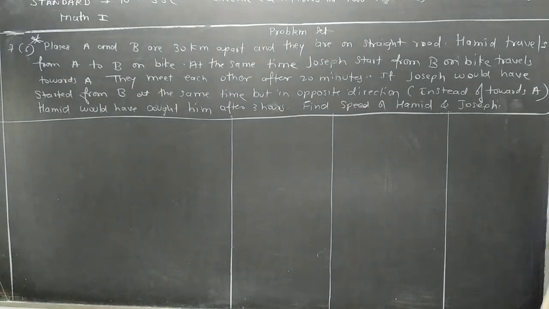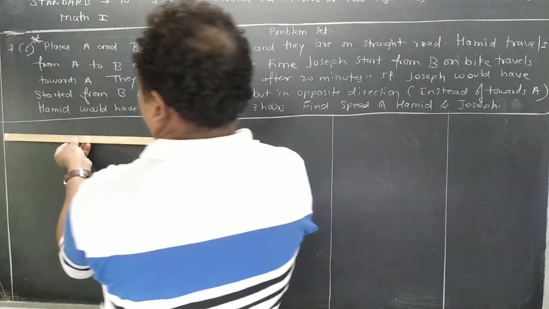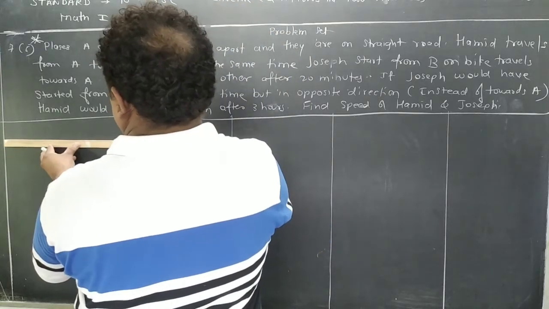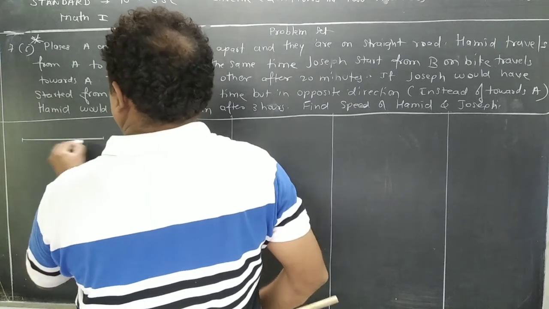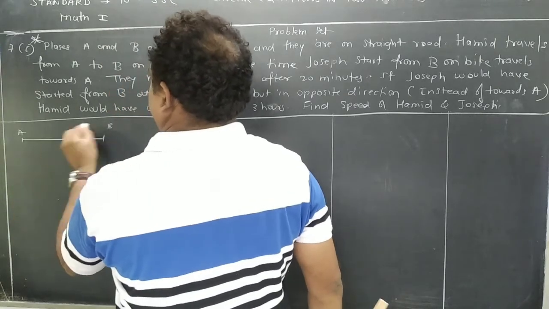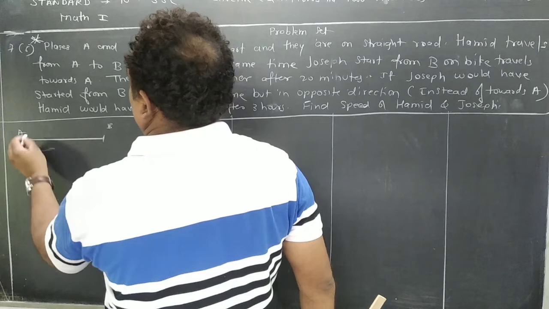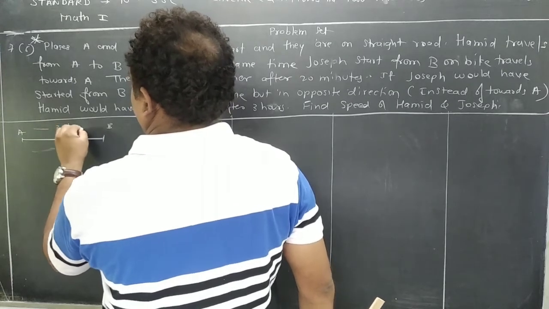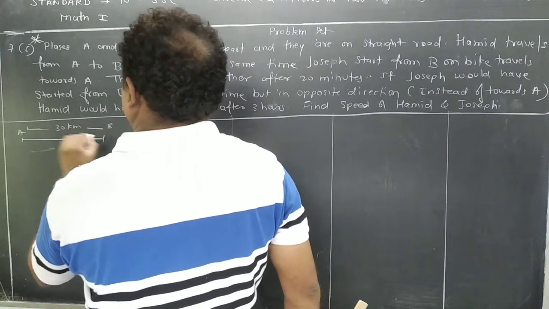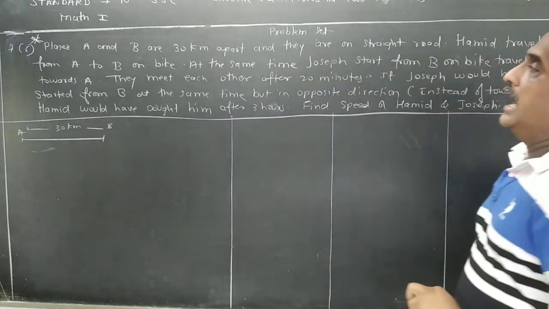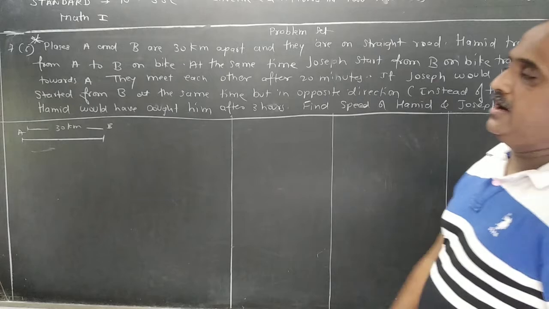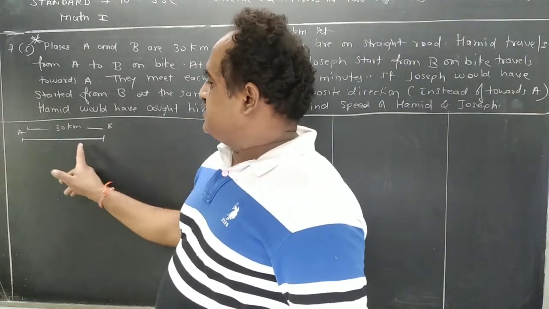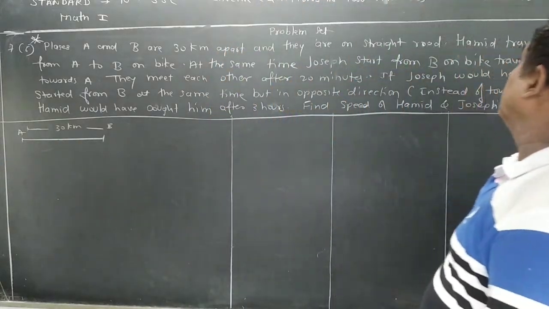So I will do one thing. I will draw on a straight line. So I will take this distance. A and B is 30 kilometers. They are 30 kilometers apart on a straight road. So this is a figure. These are the two places which are 30 kilometers apart.